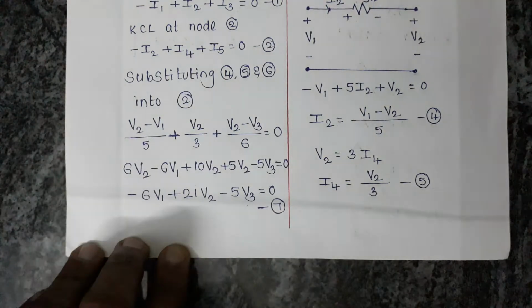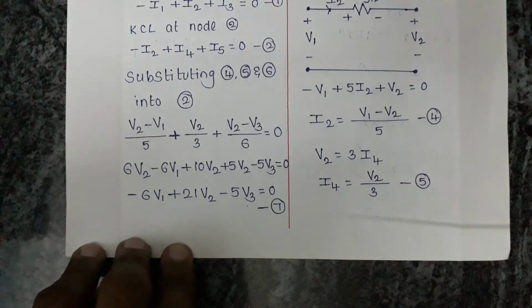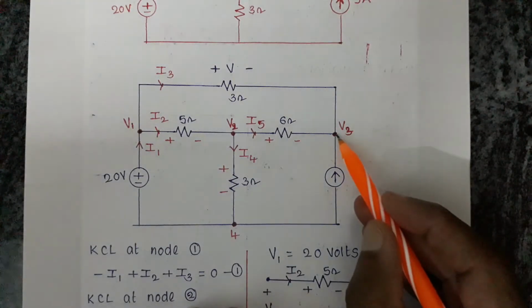Here we have three variables. Unless we get three nodal equations, we can't solve this problem. So that's why we have to get one more nodal equation. For that, we now have to apply KCL at node 3.